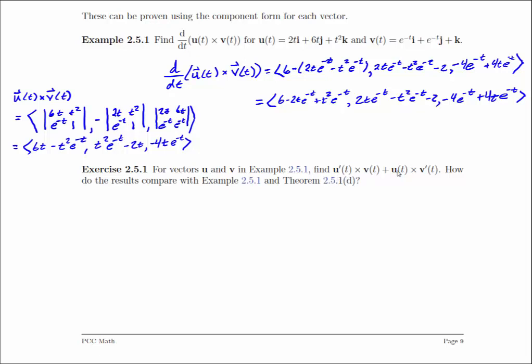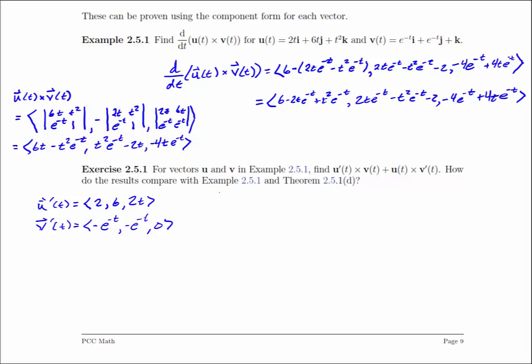So we're going to find u prime and v prime, and we're going to then take the cross products here. So u prime of t is going to be 2, 6, and 2t. I want to do this in component form as opposed to ijk notation, just to make things a little bit smaller here. And v prime is going to equal negative e to the negative t, negative e to the negative t, and 0. Okay, so let's do this in parts.